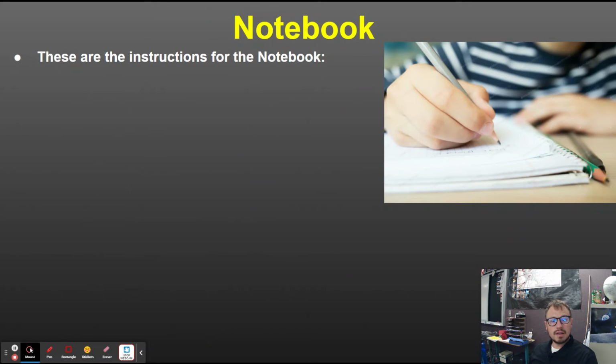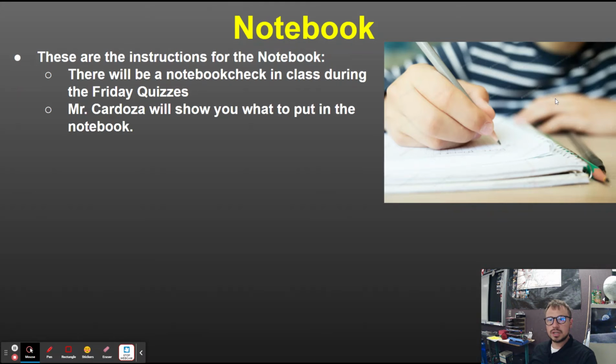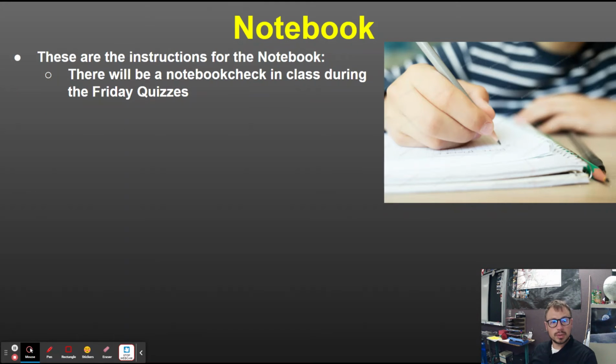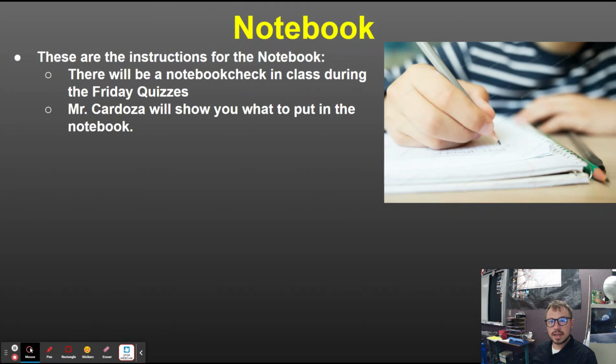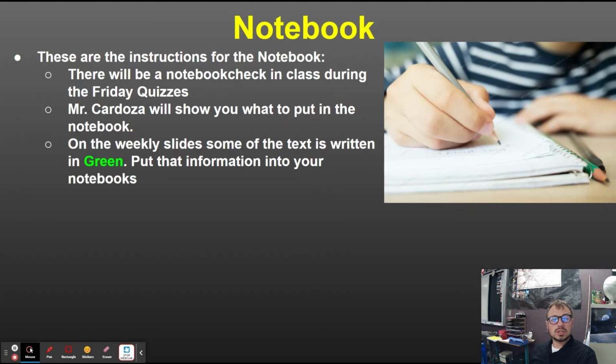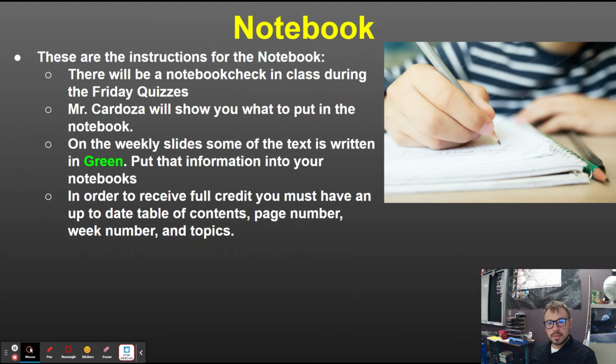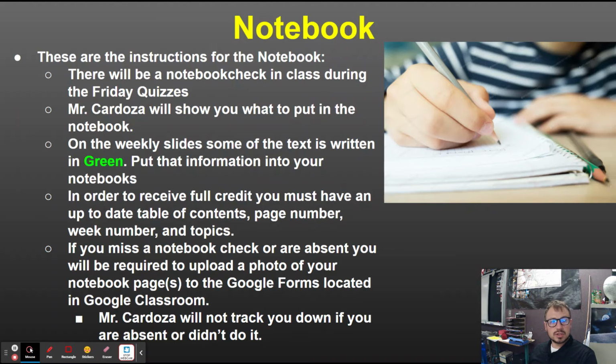Right. So everything that you see in green should be in your notebook, right? You do get to use your notebooks on the quizzes every other Friday. Everything that's in green should be in your notebook. So these are the procedures. If you miss a notebook check, there is a Google Forms for that.